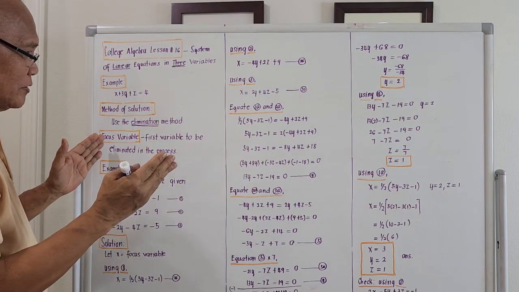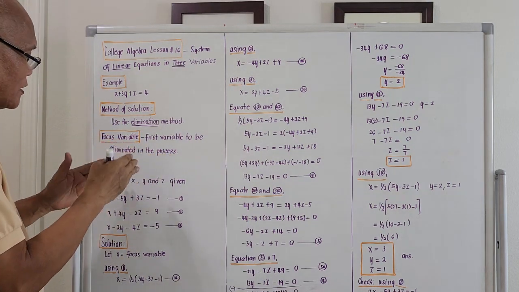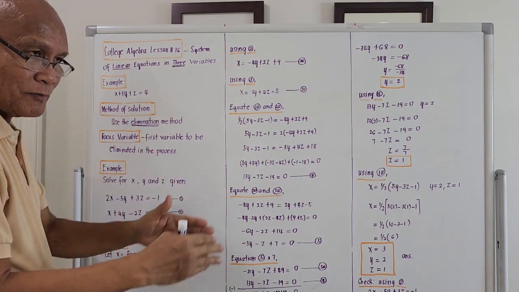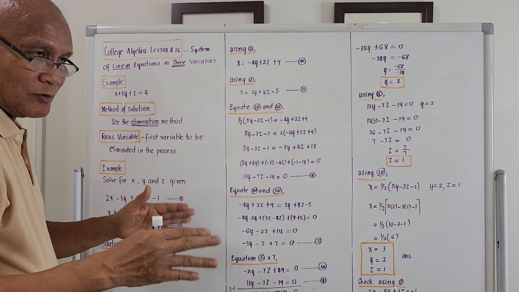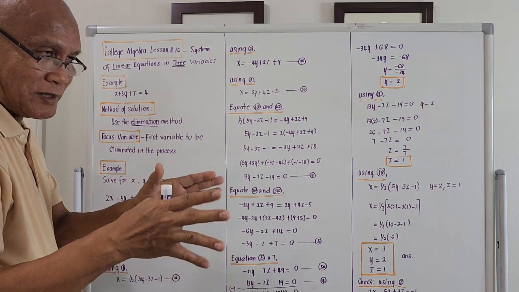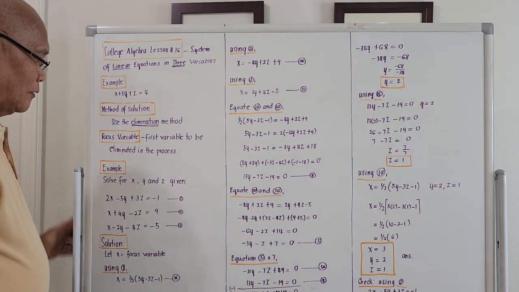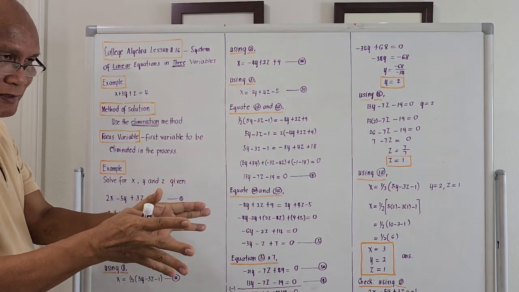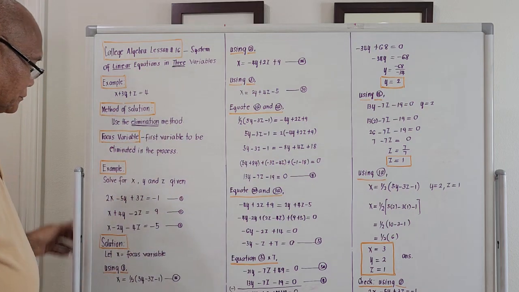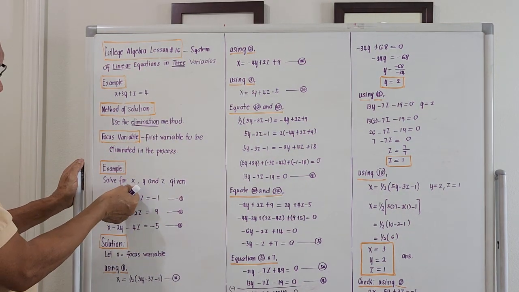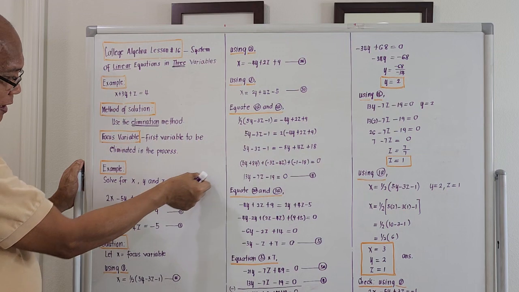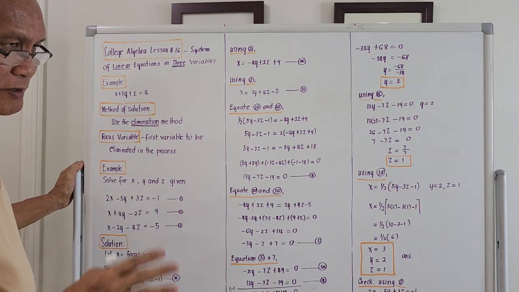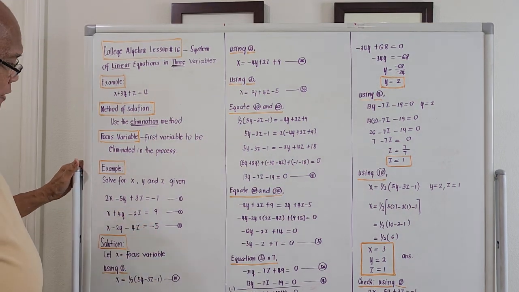It's hard to visualize what a focus variable is for the meantime, but if I give you an example problem, you will be able to visualize what a focus variable is. I will give you an example problem so we could visualize it. Solve for x, y, and z. We are given three linear equations involving three variables.